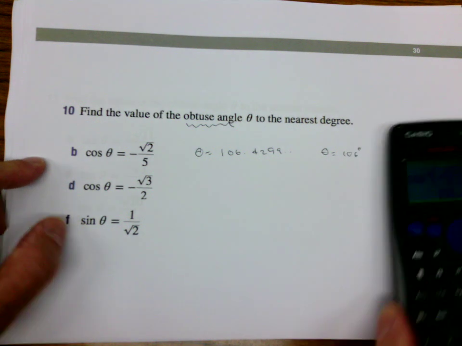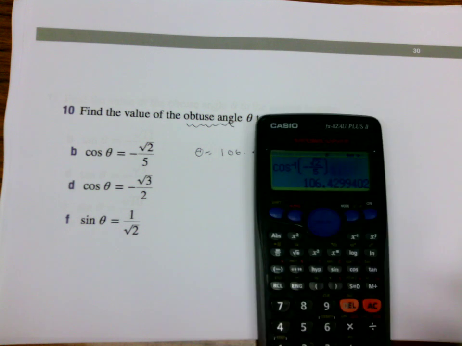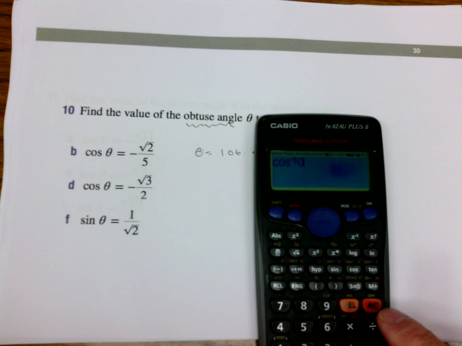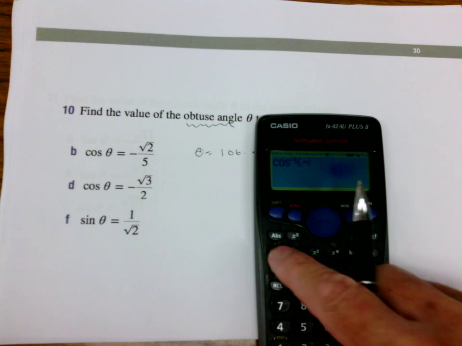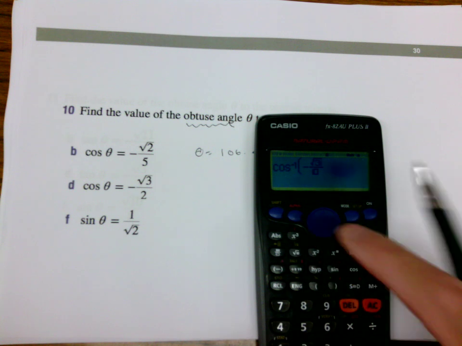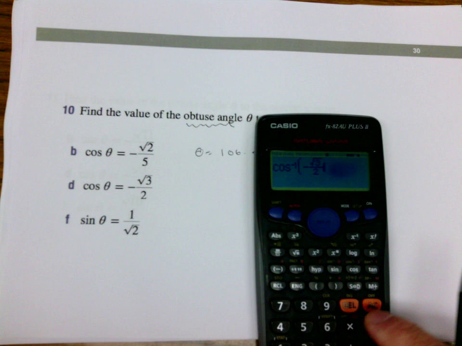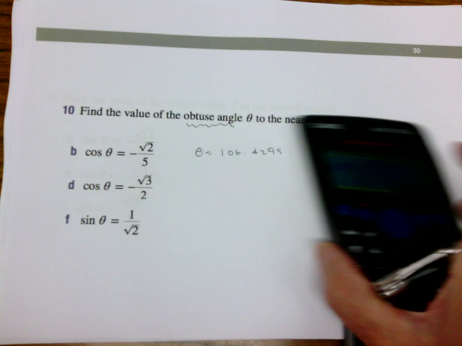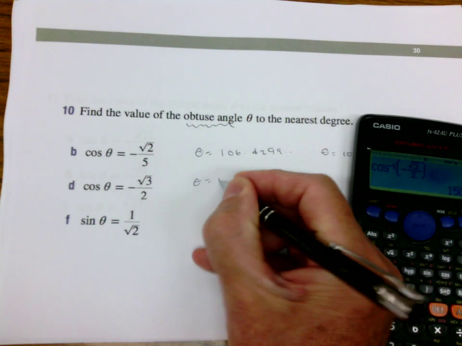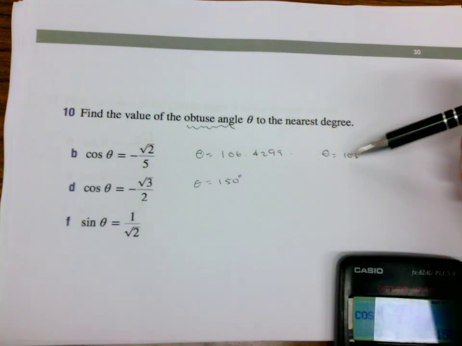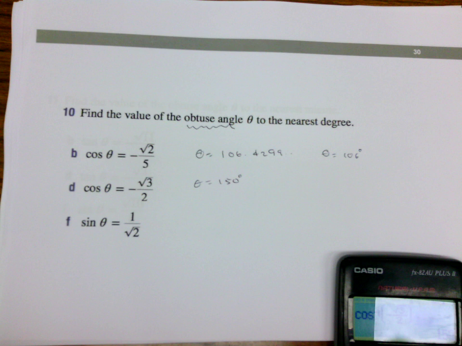Okay, let's do the next one. So again, finding an angle, shift cos, and this time it's going to be minus fraction, square root of 3 over 2, close the brackets, equals, and I get theta equals 150. Now, what's interesting here is they said I was going to get obtuse angles, and sure enough I do. Well, this next one will be a little interesting.